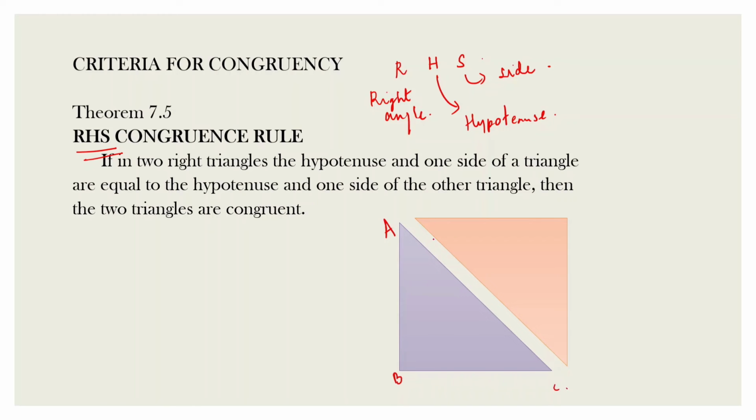In triangle ABC and triangle PQR, both these triangles are right-angled at angle B and at angle Q. Also, side AB is equal to side PQ and the hypotenuse AC is equal to the hypotenuse PR. So, right angle, hypotenuse and side. Thus, by RHS congruence rule, we could say that triangle ABC is congruent to triangle PQR.